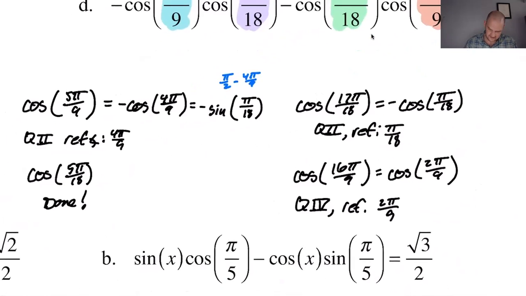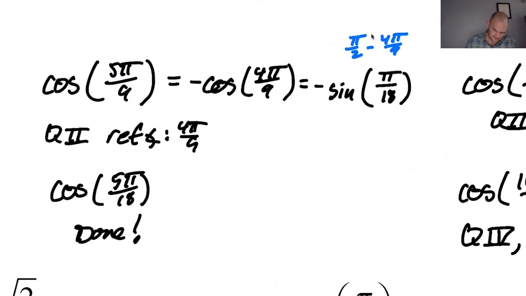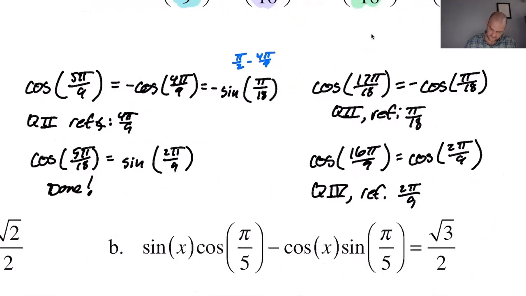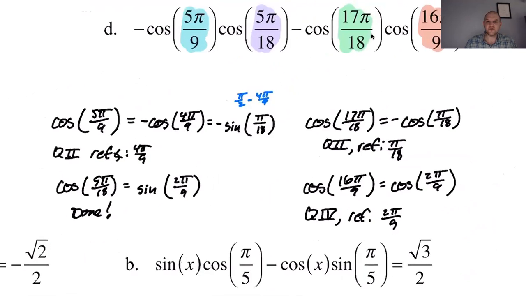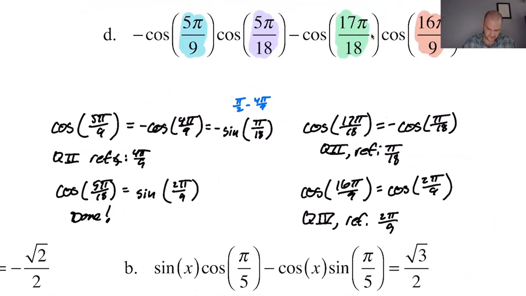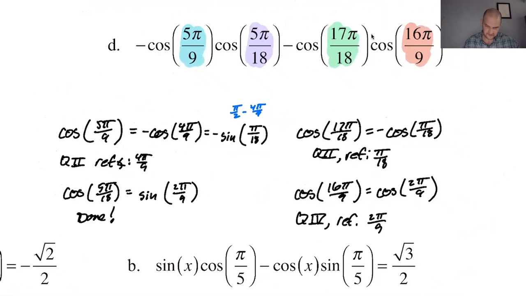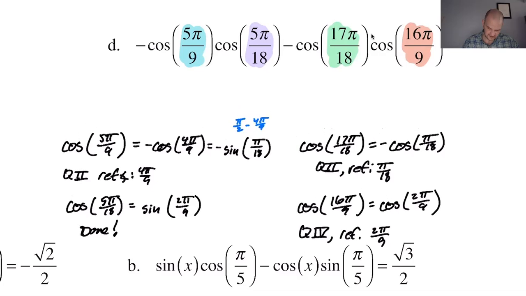And then I'm going to do the same sort of thing here and say this is equal to the sine of pi over 2, so 9 pi over 18, minus 4 pi over 18, which is 2 pi over 9. And if we look, we have another 2 pi over 9. So the secret here, and it's not a secret, is reference angles and then cofunctions. Use reference angles and cofunctions, and if it's going to work, you'll be able to reduce it down to a problem you can actually do.